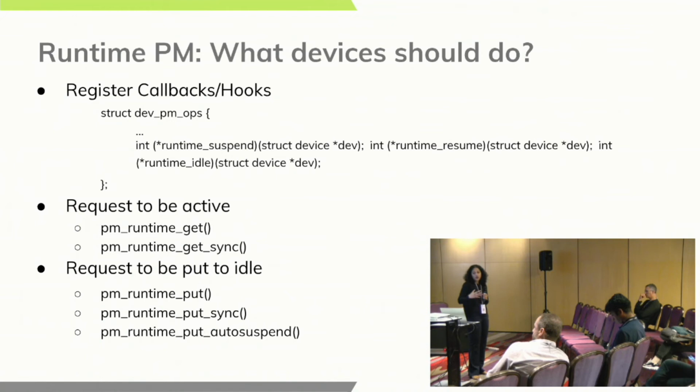Whenever the device has to be active, it is supposed to trigger it via PM runtime get, which issues the command to the runtime PM framework, and which in turn will call the runtime resume hook that has been registered by the device driver. And in order to be idle, the device is supposed to call PM runtime put, or PM runtime put sync, or PM runtime put autosuspend.